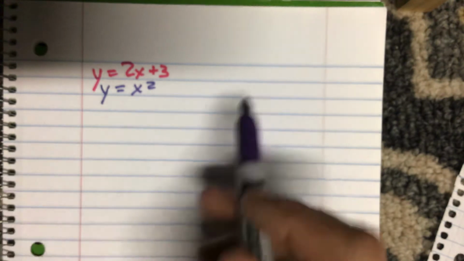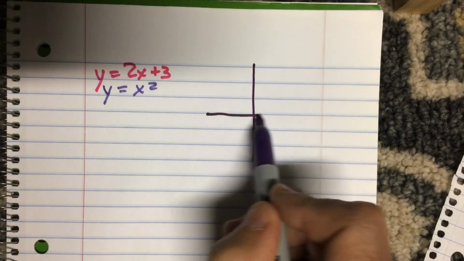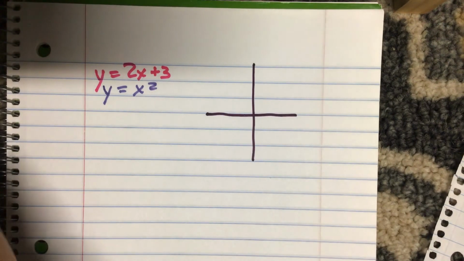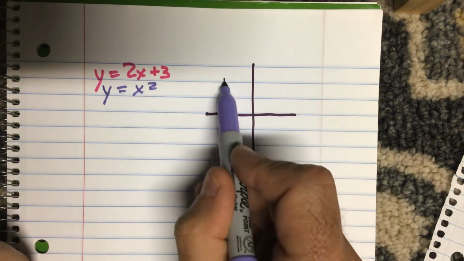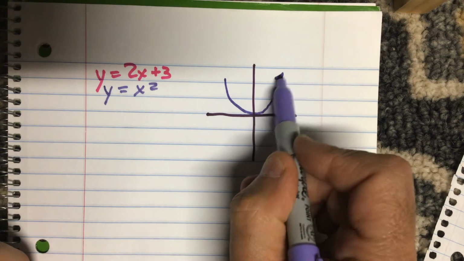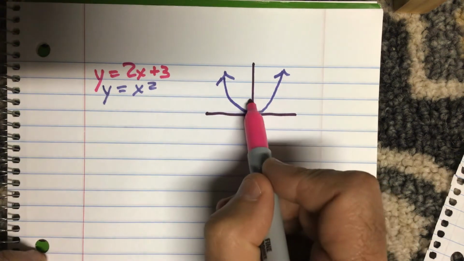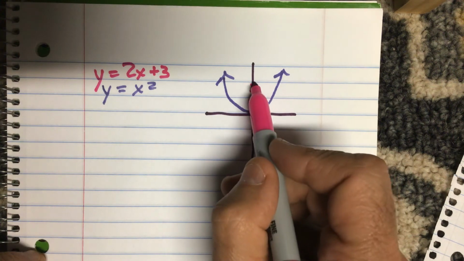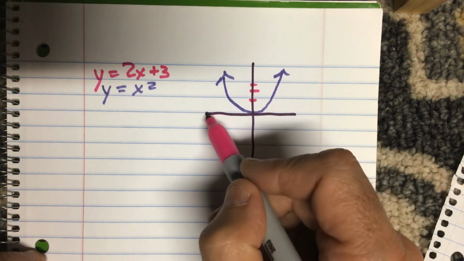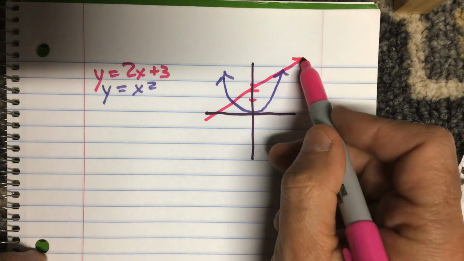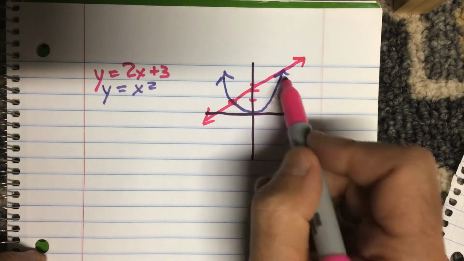So a quick sketch of the graph. I'm not going to plot all the points. This quadratic, x squared, we know is a parabola, so basically it looks like this. And this linear starts at 3, we'll just approximate, and goes up 2 over 1. So you've got something that looks like this, and it's going to intersect at 2 points.